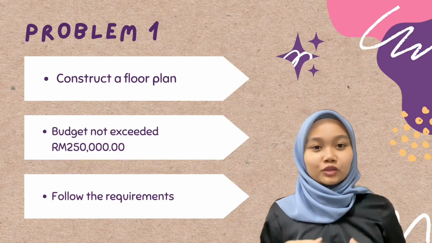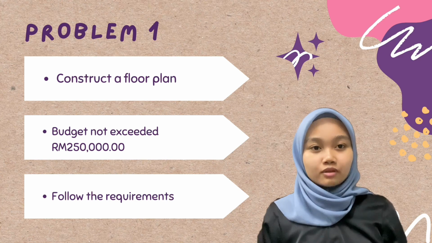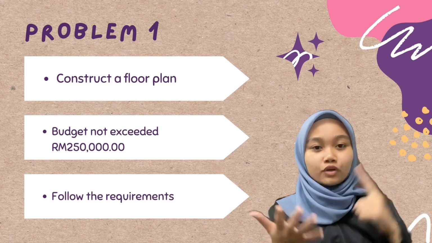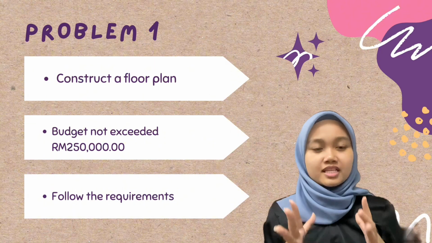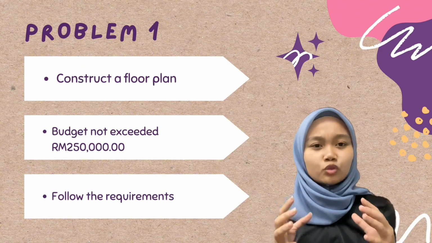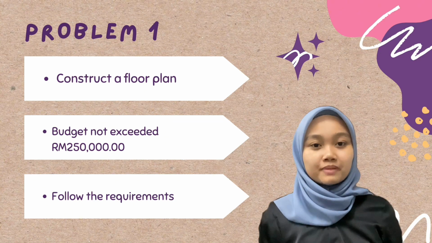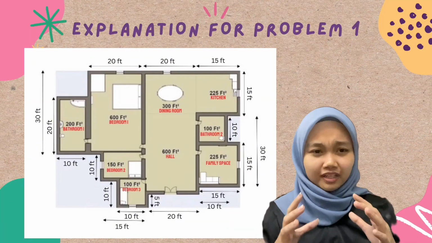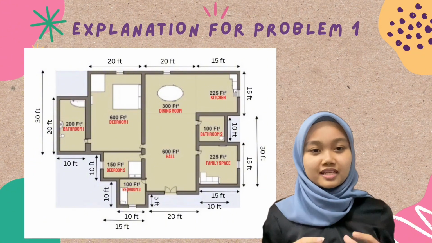So, we need to construct and build a house plan for our clients that consists of 3 bedrooms, 2 bathrooms, 1 kitchen, 1 dining room, 1 family space and 1 hall. The budget provided does not exceed 250,000 ringgit, which means we need to be careful in creating the plan with the budget of 100 ringgit per square feet. Thus, we construct a perfect house with a perfect area that fulfills all the requirements that the client needs.